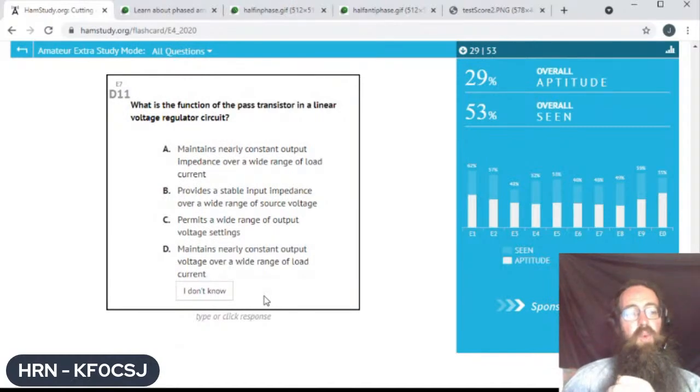E7D11. What is the function of pass transistors in a linear voltage regulator circuit? A, maintains near constant output impedance over a wide range of load current. B, provides stable input impedance over a wide range of source voltage. C, prevents a wide range of output voltage settings. D, maintains near constant output voltage over a wide range of load current.